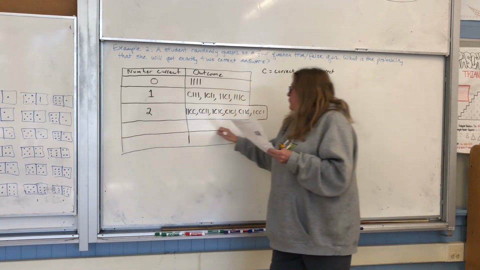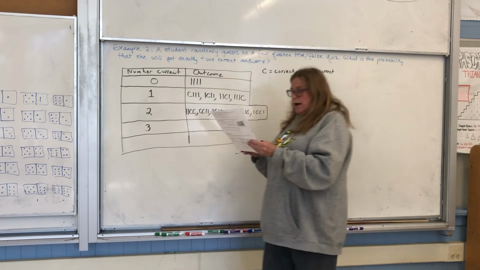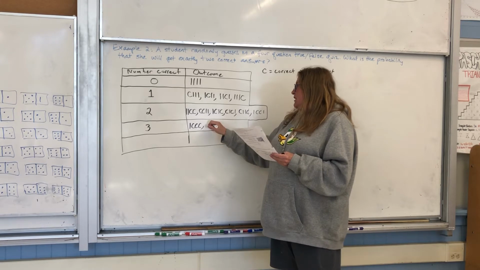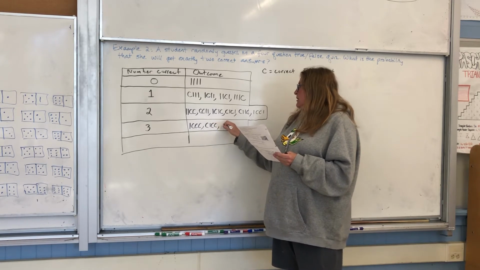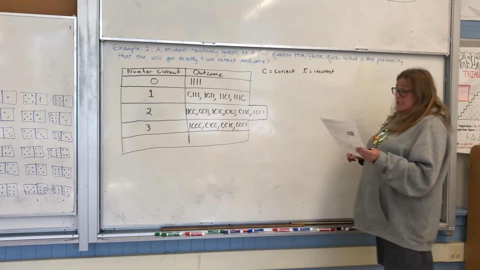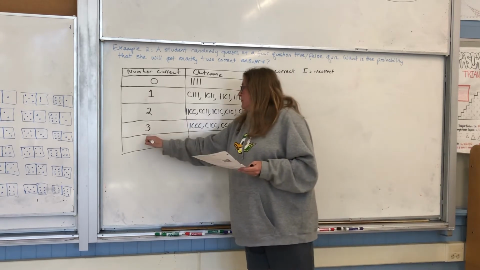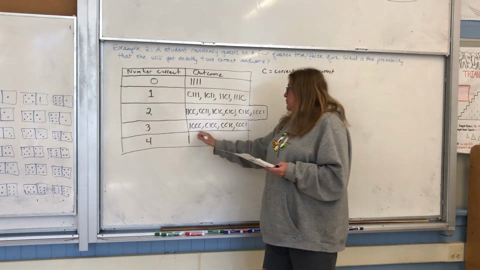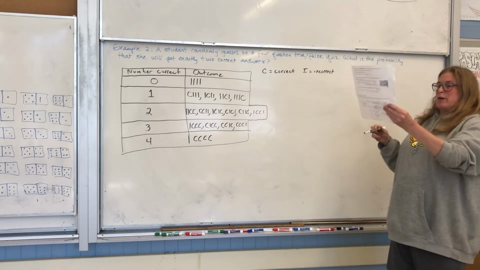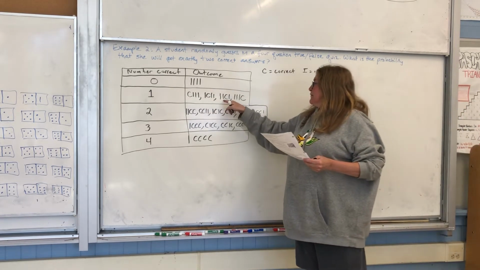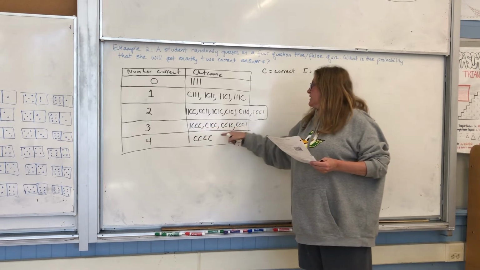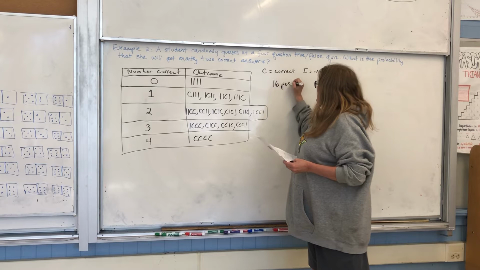Okay, how about 3 of them correct? Well, she could get the first one wrong and the next 3 correct. Or she could get the second one wrong. She could get the third one wrong. Or she could get the fourth one wrong. This is kind of tedious, right, guys? Well, luckily the fourth one, there's only one way for her to get all 4 of them correct, and that's C, C, C, C. So let's count up the exact number of outcomes. 1, 2, 3, 4, 5, 6, 7, 8, 9, 10, 11, 12, 13, 14, 15, 16 possible outcomes.